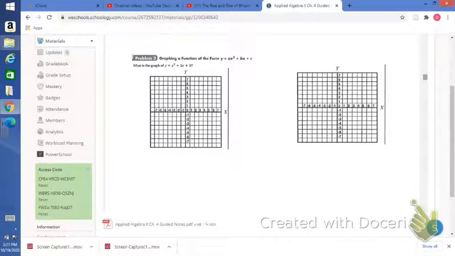Alright, in problem 2, now we're going to graph the equation y equals x squared plus 2x plus 3. And in order to do that, we will need the vertex. Oops, let's erase that. So let's find the vertex first. This is in standard form, so the x-coordinate of the vertex equals negative b all over 2a.